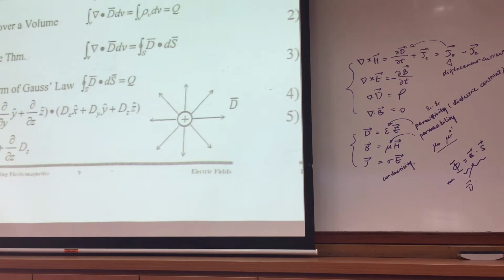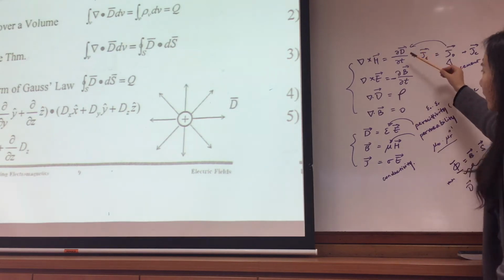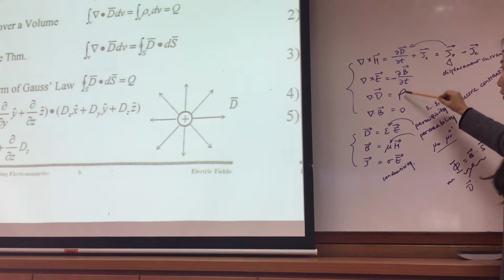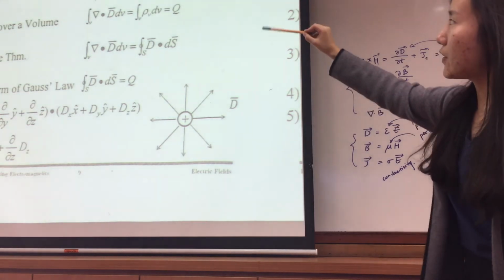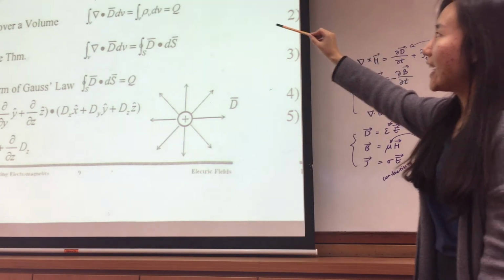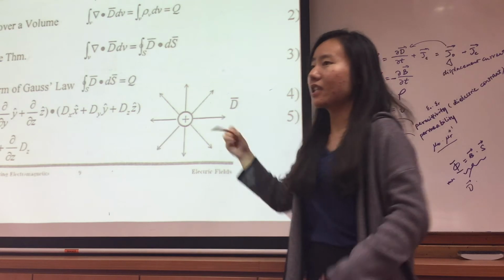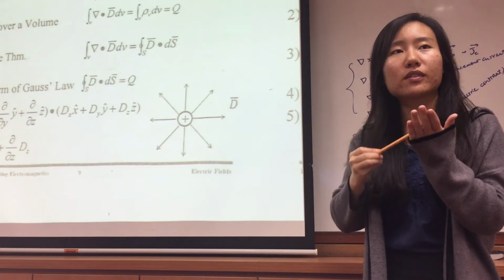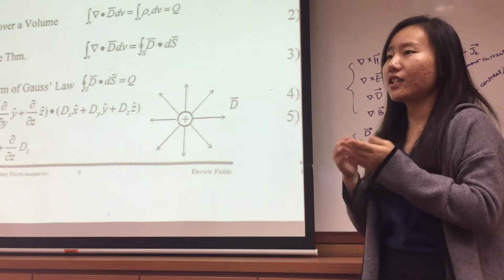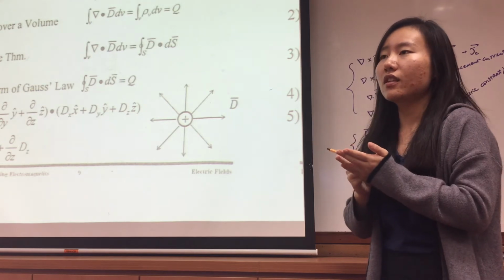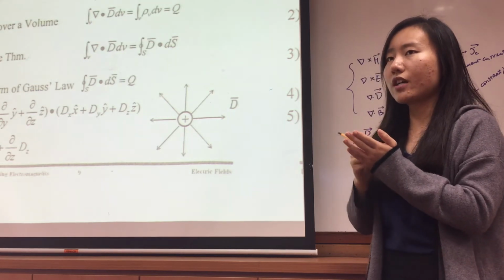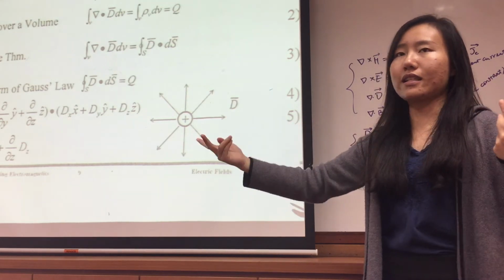Gauss's law, major points. So this part is about Gauss's law, right? This one is Ampere's law, this one is Faraday's law, these two are Gauss's law. You can see divergence of D equals rho V. Rho V means charge density over volume. If it is rho S, that is charge density over a surface. If it is rho L, it is charge density over a distance.